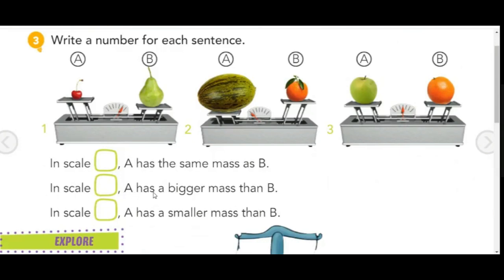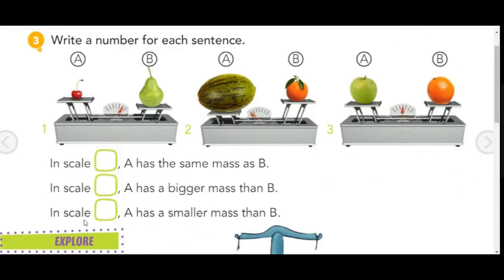The second one, in a scale, A has a bigger mass than B. You have to write number 1 if you think that the cherry has got bigger mass than the pear. Number 2, if you think that the melon has got bigger mass than the tangerine. Or number 3, if you think that the apple has got bigger mass than the orange.